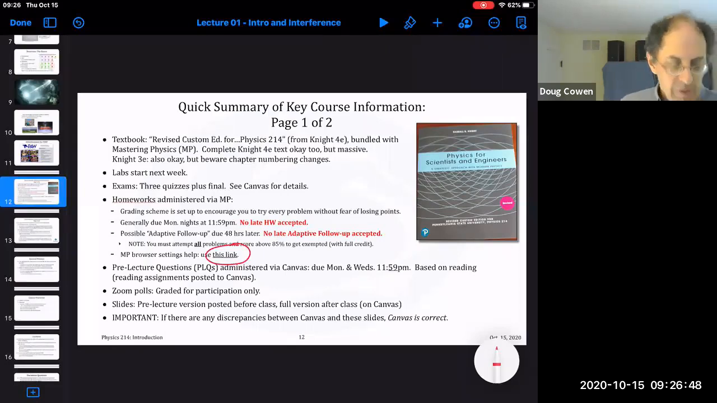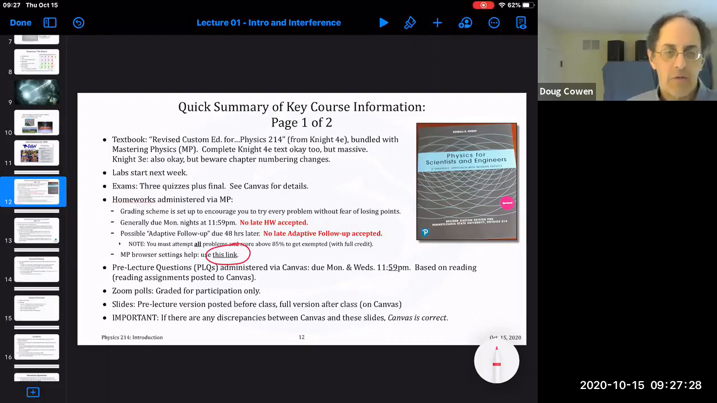There are pre-lecture questions, or PLQs, that are administered via Canvas. These are going to be due Monday and Wednesday nights before class. They're based on the reading. You'll find that they're pretty simple. They're mainly to encourage you to read in advance before you actually come to class or to Zoom. I think the PLQ that would normally have been due yesterday, since technically the course hadn't started yet, is due tonight. So please look at that.